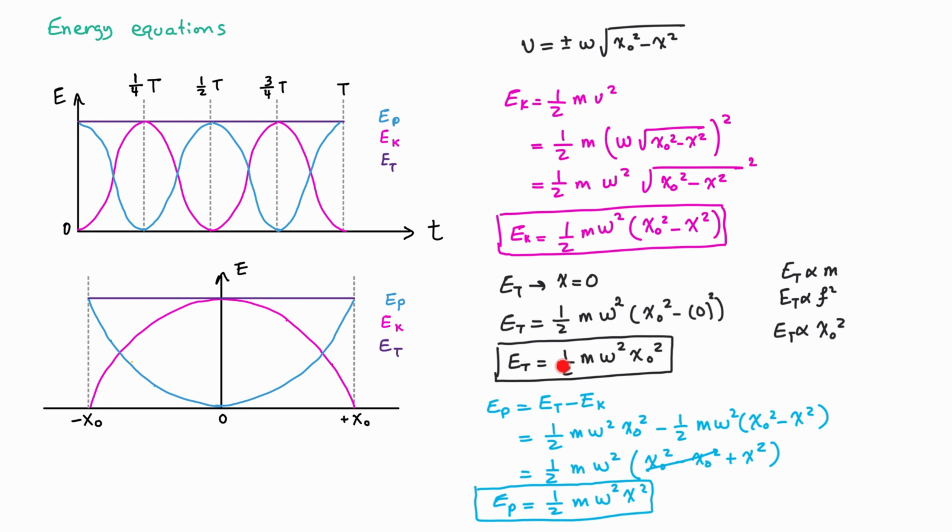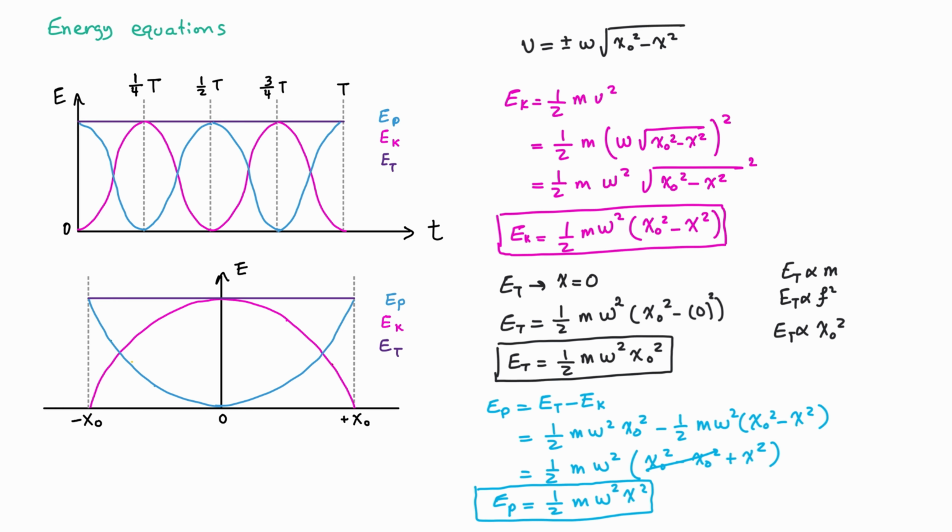So if we keep everything else similarly, if I increase the amplitude by a factor of 3, then the total energy changes by a factor of 3 squared. So it increases by a factor of 3 squared, or 9 times.